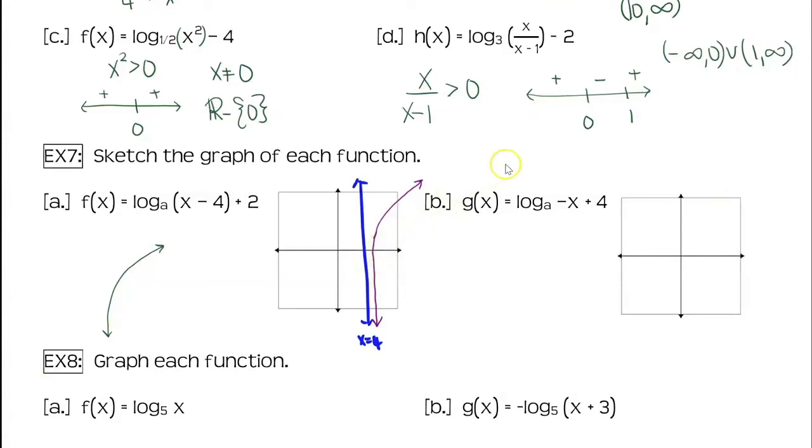Okay, for B, this negative x is actually going to flip us in the y-axis because it's inside of the function, and then we're going to shift it up 4. Again, our asymptote doesn't change if it's shifted up or down because it's a vertical line, so it'll be in the same place. But the negative x is going to flip us to the other side, and then shift up 4.